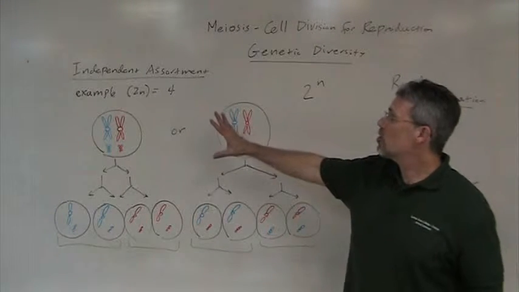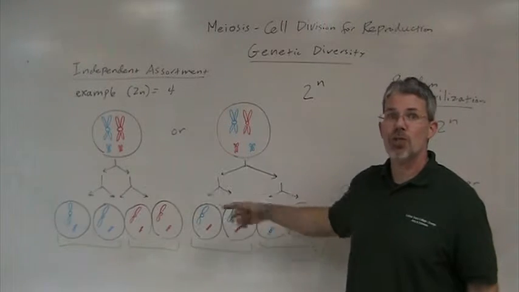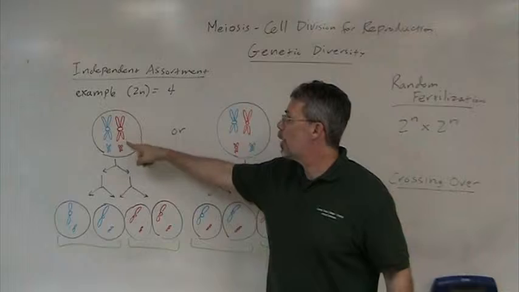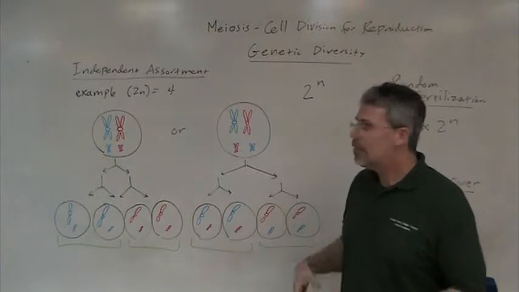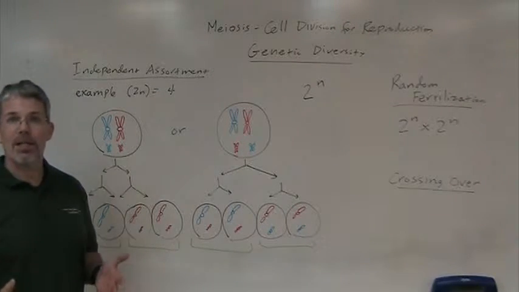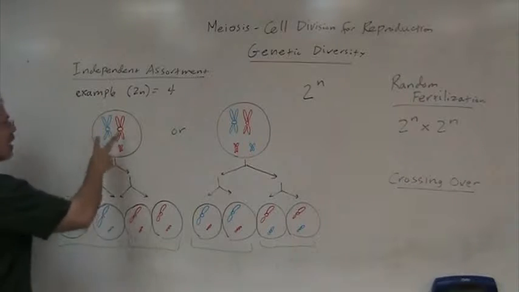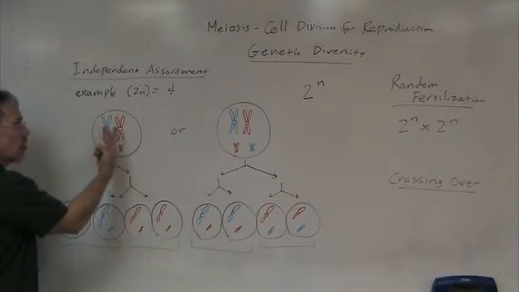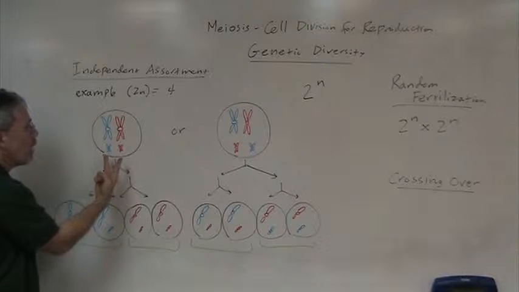Now in this particular example, we've got a cell with 4 chromosomes arranged as 2 homologous pairs, a large pair and a small pair, so 2n equals 4. In metaphase 1, each pair assorts independently of other pairs. In this particular case, they can line up this way or this way, and the second pair can line up this way or that way.